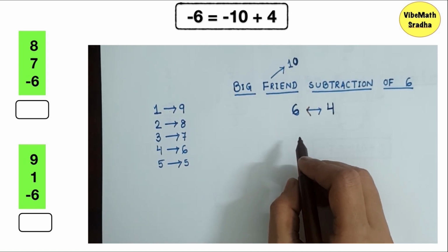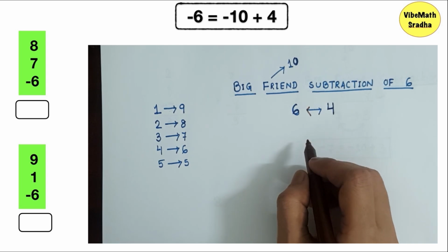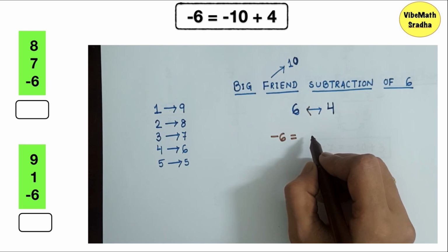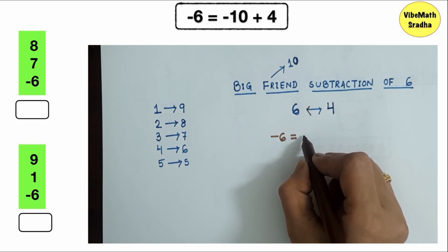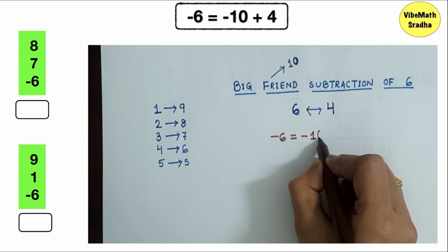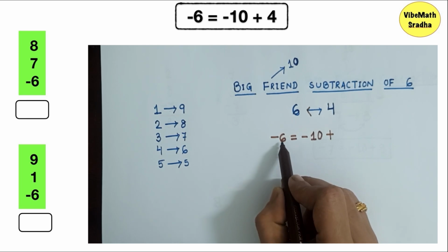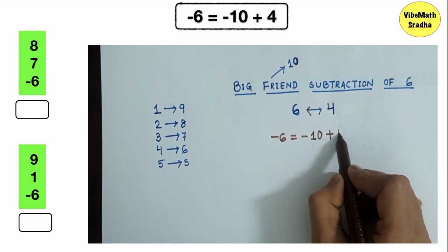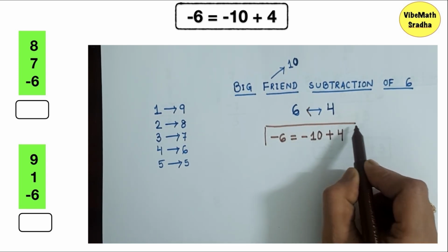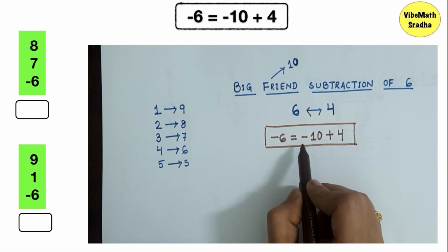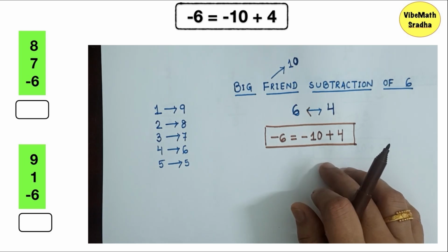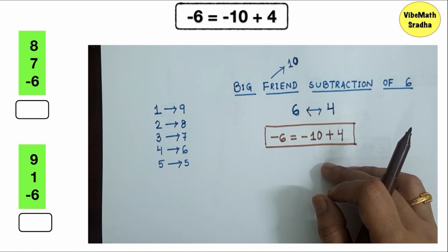So, now I am going to write the formula of big friend subtraction of 6. So, minus 6 is, here first I need to subtract the base value of big friend, which is 10. So, what is the base value of big friend? That is 10. So, minus 10. Then I need to add the big friend of 6, which is 4. So, plus 4. Here we got our formula of big friend subtraction of 6, which is minus 6 is minus 10 plus 4. We will apply this formula in our examples and we can solve them easily.